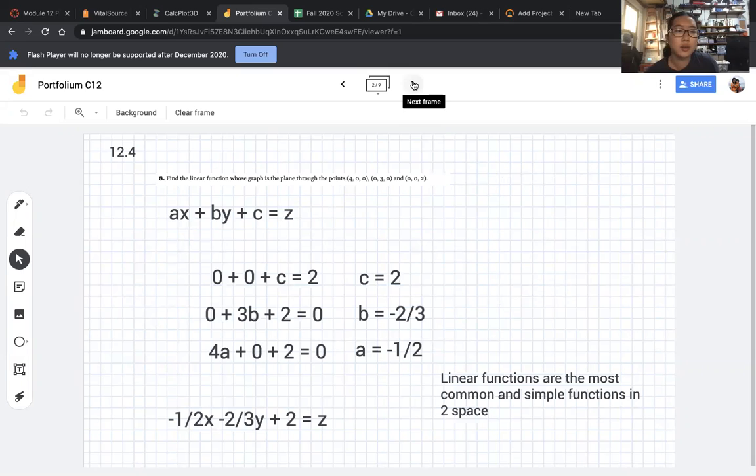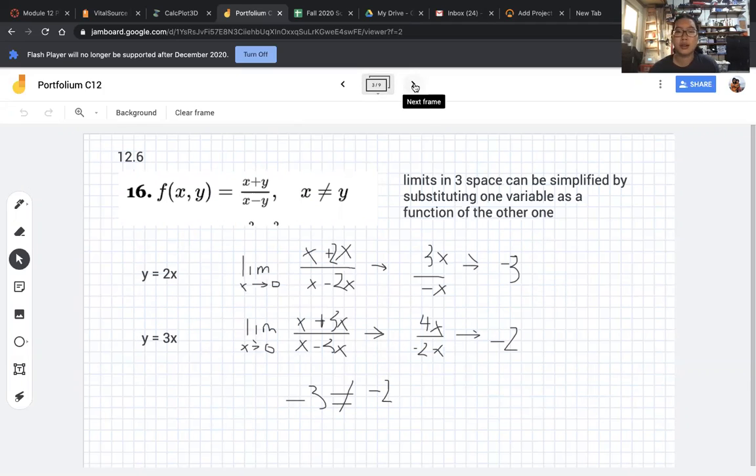The next problem I looked at was linear functions, because they're the most common and simple functions that we go over in two space. We can see that it's almost exactly the same. It takes on the same form in three space with just two slopes and an intercept. We can calculate those slopes and intercepts after getting some points, in the same way that we would in two space, by plugging in the points and solving for the unknowns.